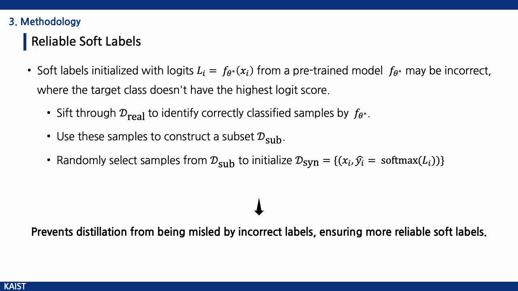Filter correctly classified samples. Sift through D-real to identify samples correctly classified by f theta star. Subset construction. Use these correctly classified samples to construct a subset D-sub. Subset sampling. Randomly select samples from D-sub to initialize the synthetic dataset D-syn, which consists of xi and yi hat. Yi hat means the softmax value of Li. This process prevents distillation from being misled by incorrect labels, ensuring the soft labels are more reliable and consistent with the synthetic data.